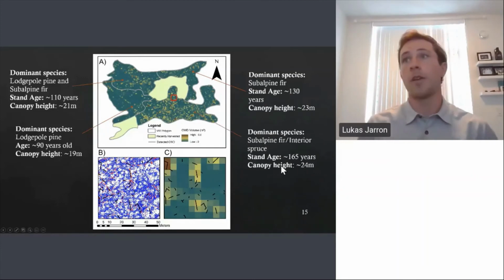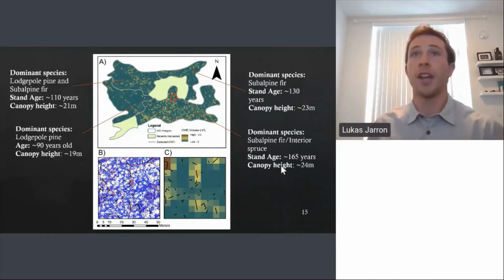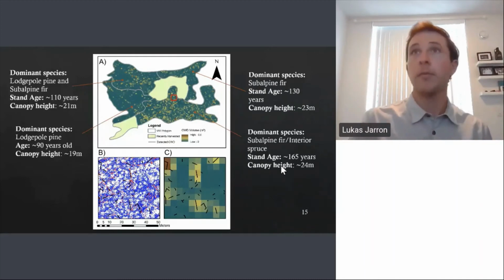And lastly, this one on the bottom is by far the oldest stand and the tallest, and it also has a dominant species of subalpine fir and interior spruce, which is the climax species for this region. So it's by far the most developed stand and where we would expect to see the most coarse-woody debris. And we did see it there, so that was very encouraging.